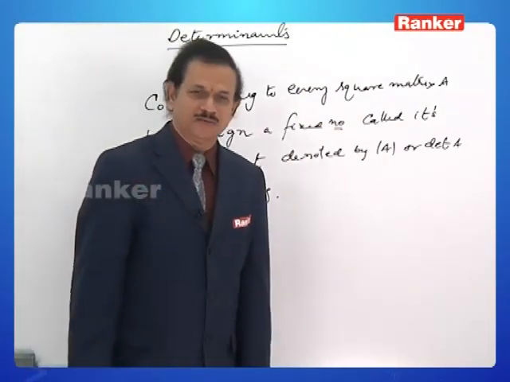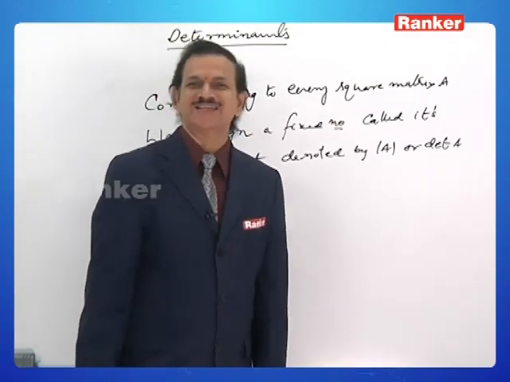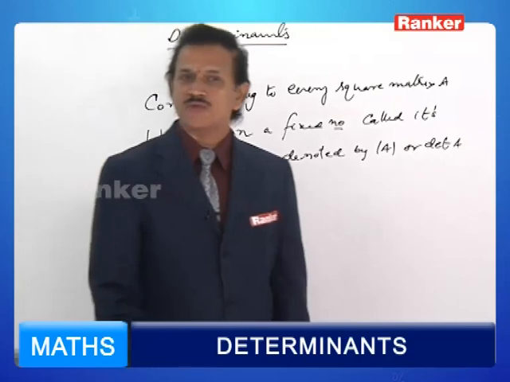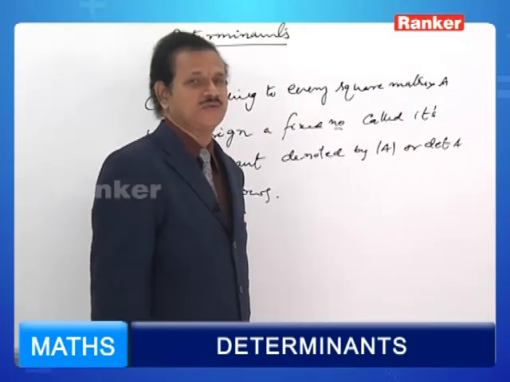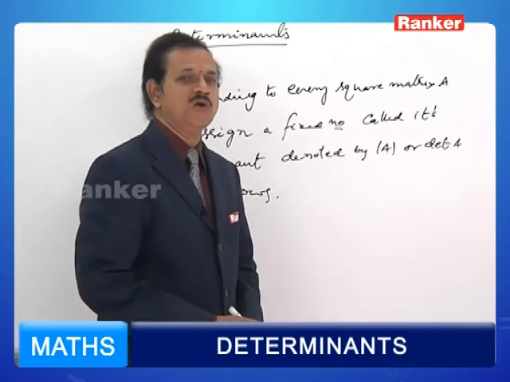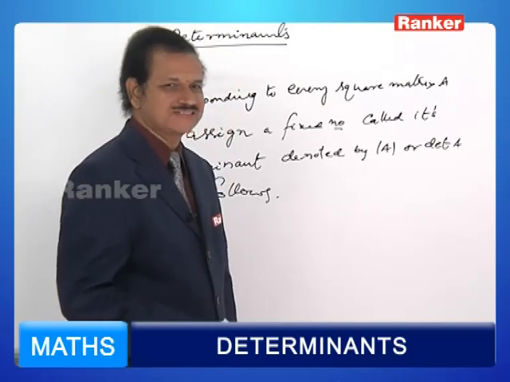So the determinant will exist for every square matrix only. We speak of the determinant of a square matrix only. How can we define it? Let us consider a square matrix of the least possible order, one by one. From that stage we start.